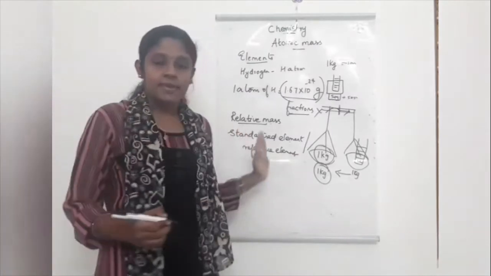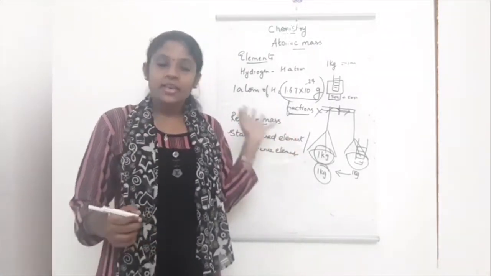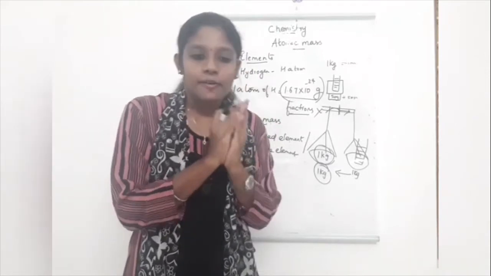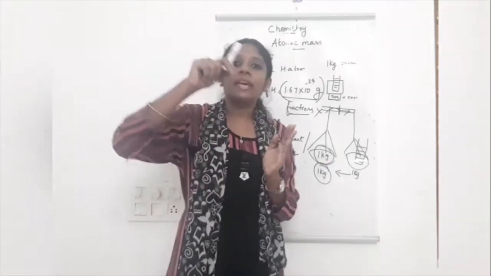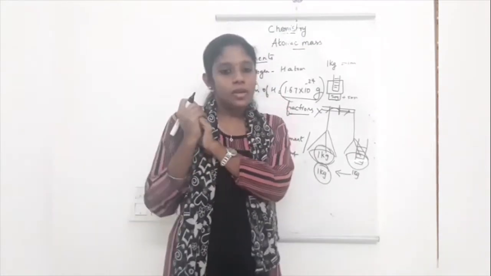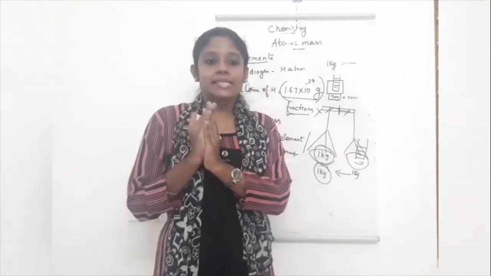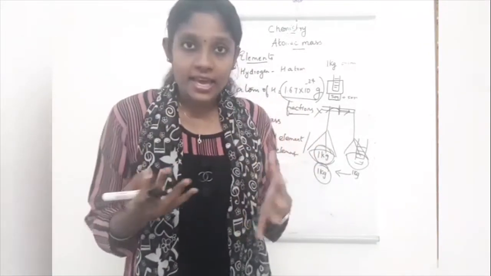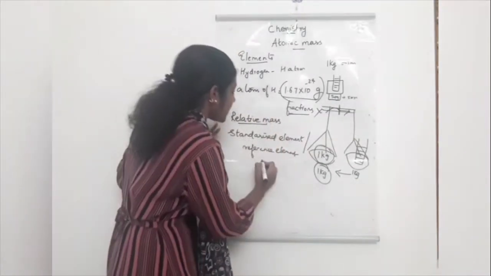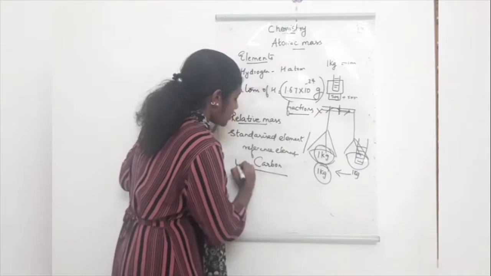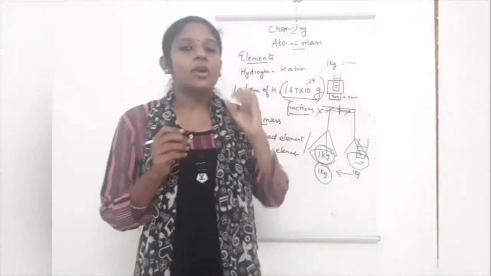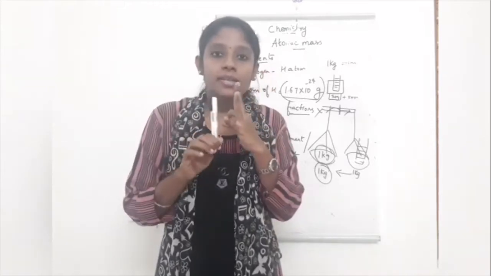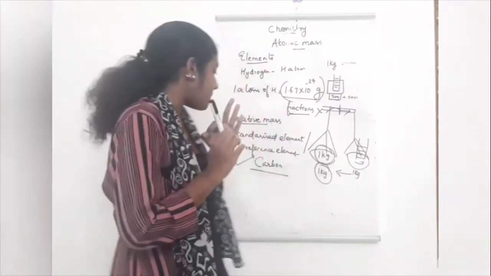The element kept as a reference to determine the mass of an atom is called the standardized element or reference element. After hydrogen, sodium and oxygen failed, John Dalton came to the conclusion that carbon can be used as a reference element. Carbon has three isotopes. Isotopes are elements having the same atomic number but different mass.